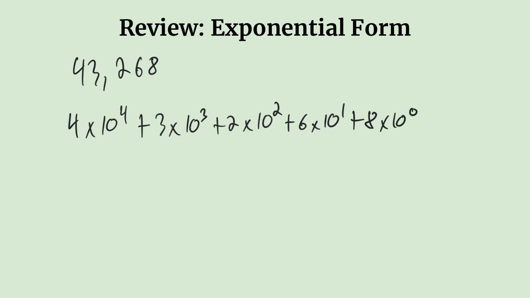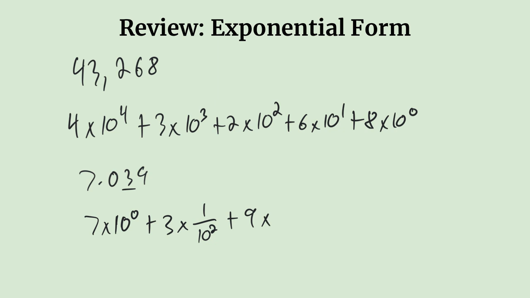For the decimals, we would have 7 times 10 to the 0. And now remember, for our fractions, it's the place value, so that's hundredths. So that would be times 1 over 100, and 100 is the same as 10 squared, plus 9 times 1 over 1,000, so that would be 10 cubed.